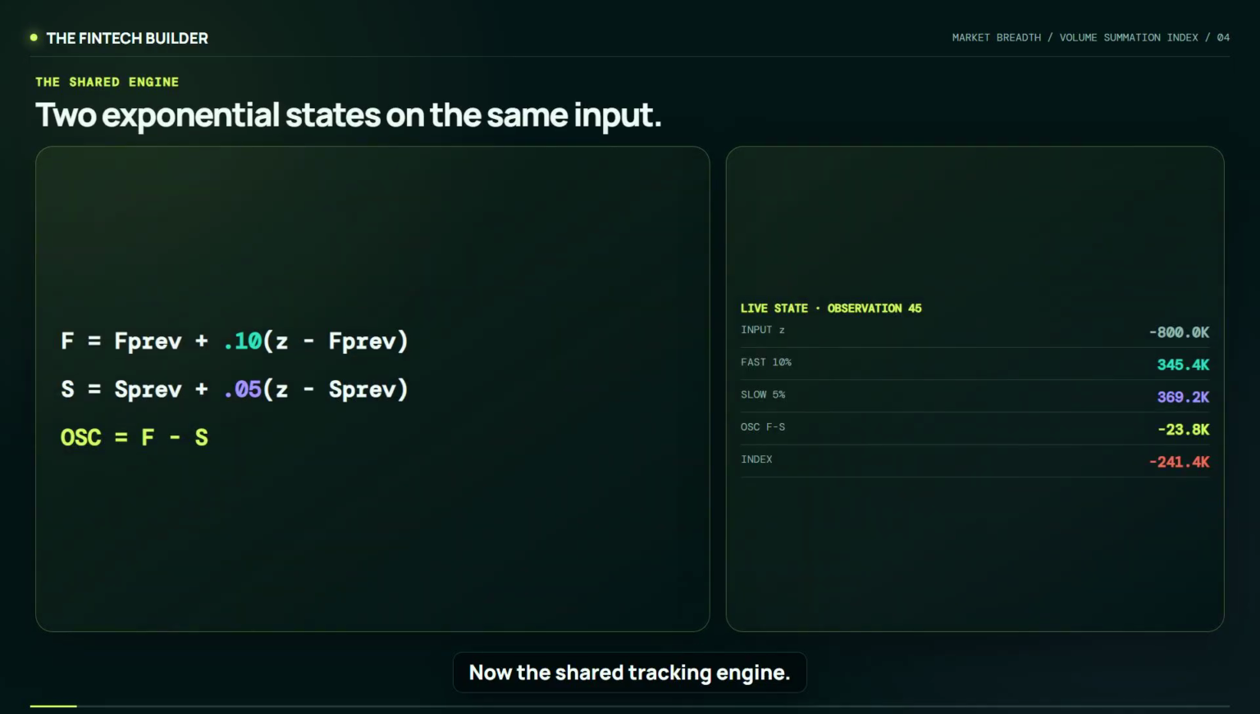Now the shared tracking engine. 2 exponential states run on the same input. The fast state closes 10% of the distance to the new observation each session. The slow state closes 5%. Subtract slow from fast, and you have the volume oscillator.